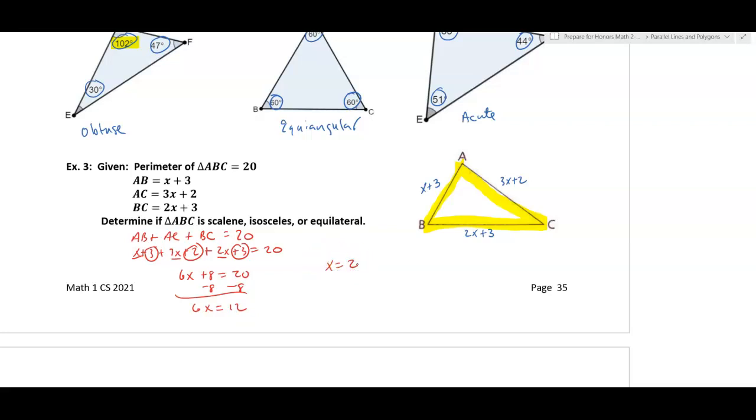Now I can plug that value of x in and say 2 plus 3 tells me this is 5. 3 times 2 plus 2 is going to give you 6 plus 2, which is 8. Then 2 times 2 plus 3, that'll be 7. Since all three sides are different, this would be scalene.